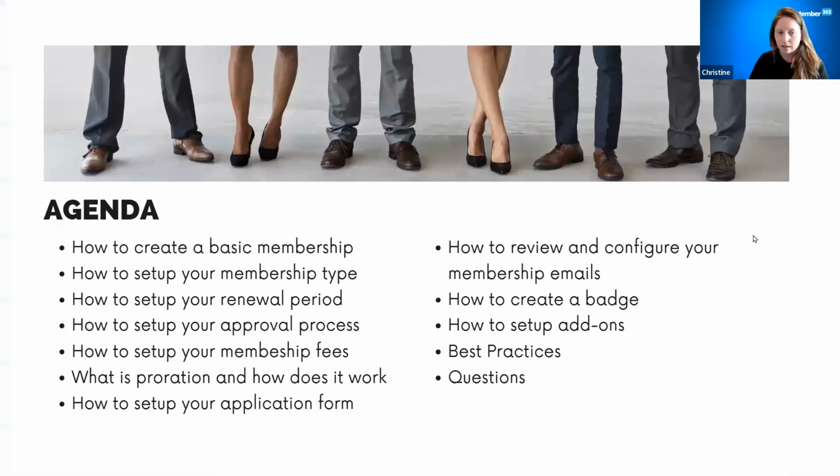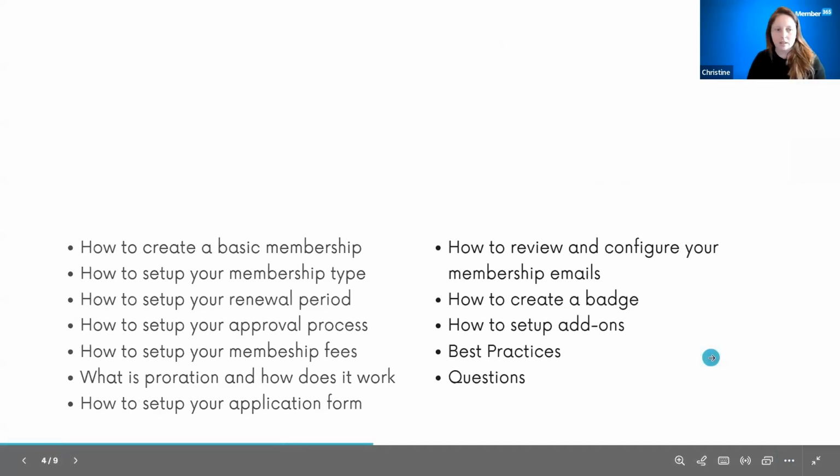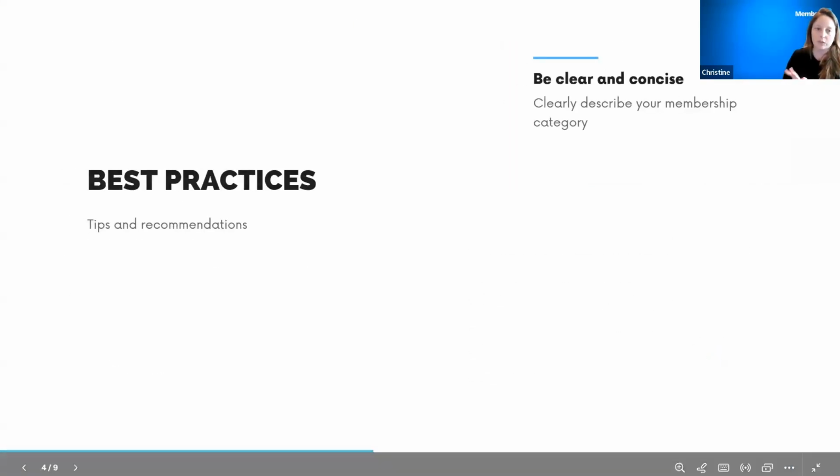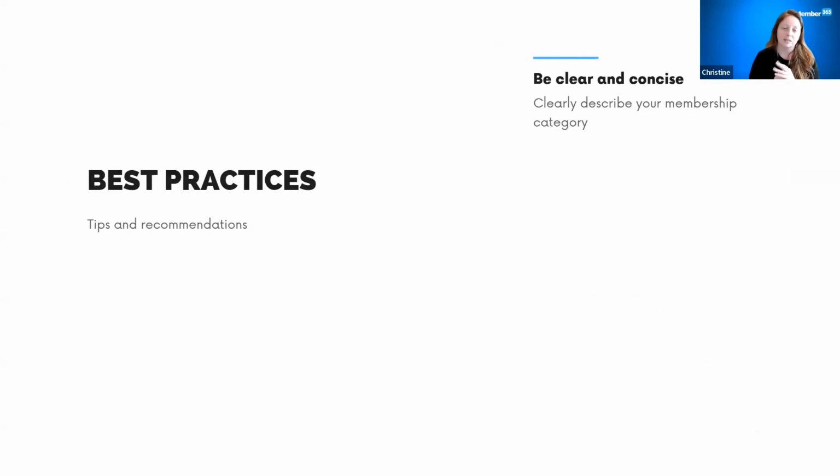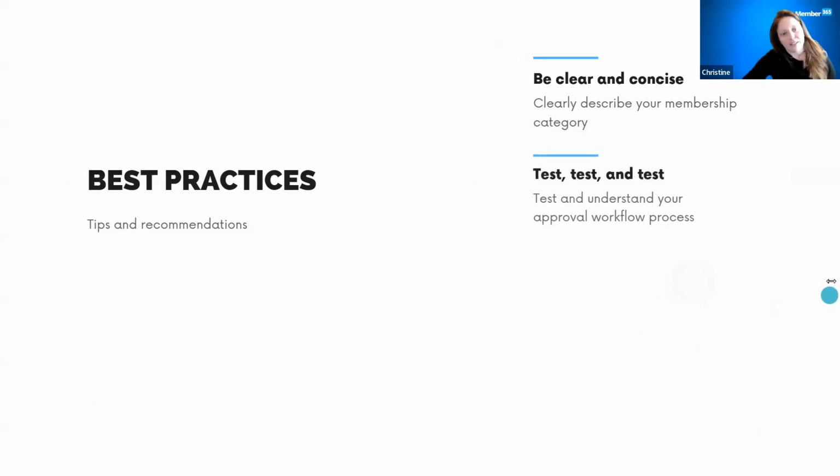So let's go back, and based on everything that we had gone over, let's go into our best practices. First, clear and concise. Clearly describe your membership categories so they know which category they're in. I also recommend doing this for your renewals, which I do mention in the renewal webinar. Test. Make sure that you know what the approval process is and what emails the members are getting, so that you're comfortable with it and you know that the messaging and all the links work, if you put links into your welcome messaging.